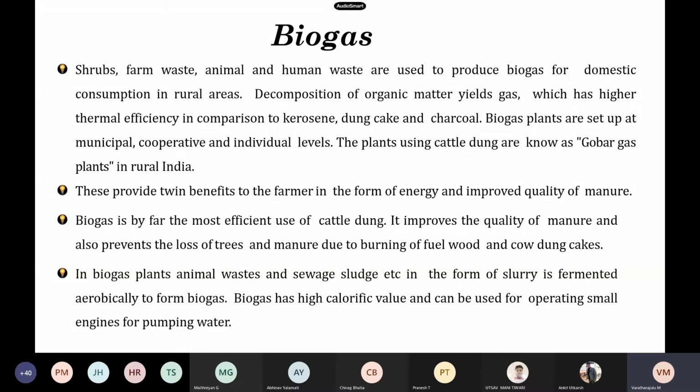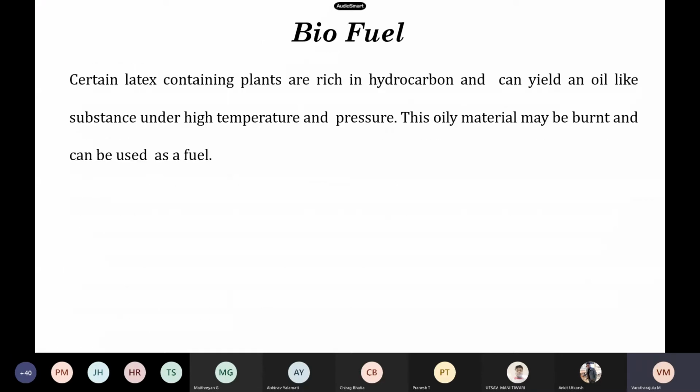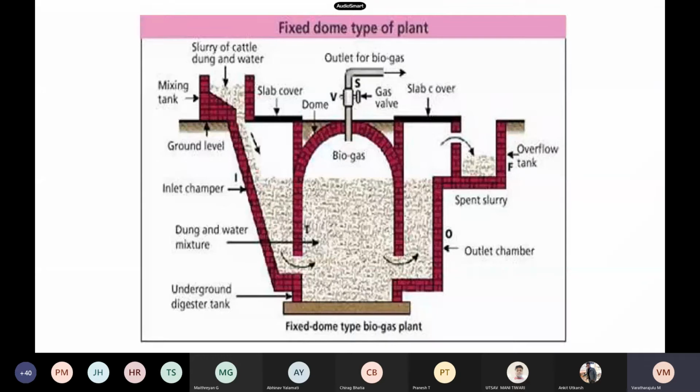And see here, due to the chemical reactions, the slurry of cattle dung is the input here, and due to the chemical reactions we are getting the gas.